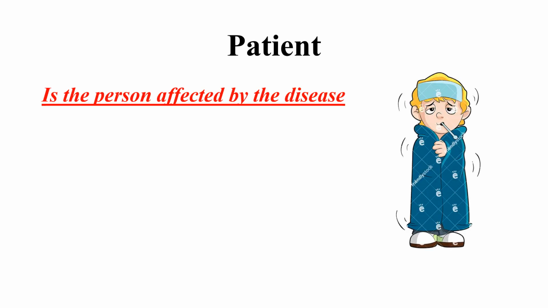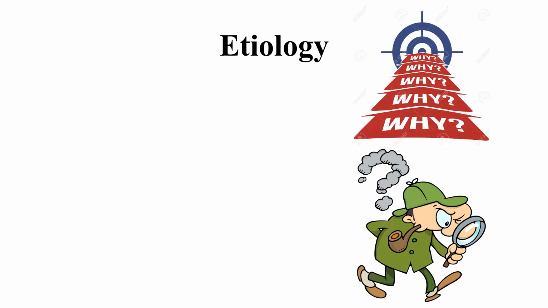Now there are certain terminologies that you need to be familiar with before beginning pathology and genetics. The first terminology is patient. Yes, you already know it. A patient is a person who is affected by disease. The second terminology that you should know is etiology. Etiology means the cause of the disease.